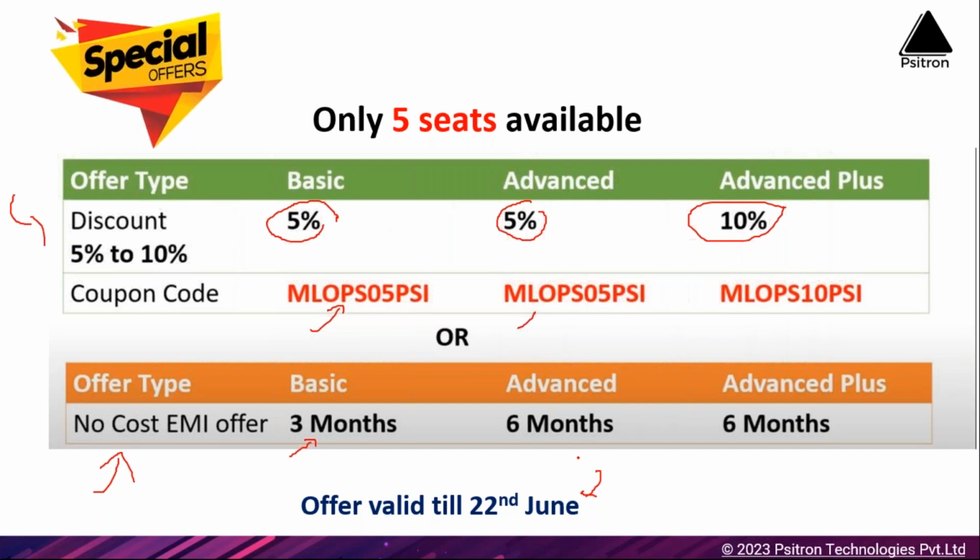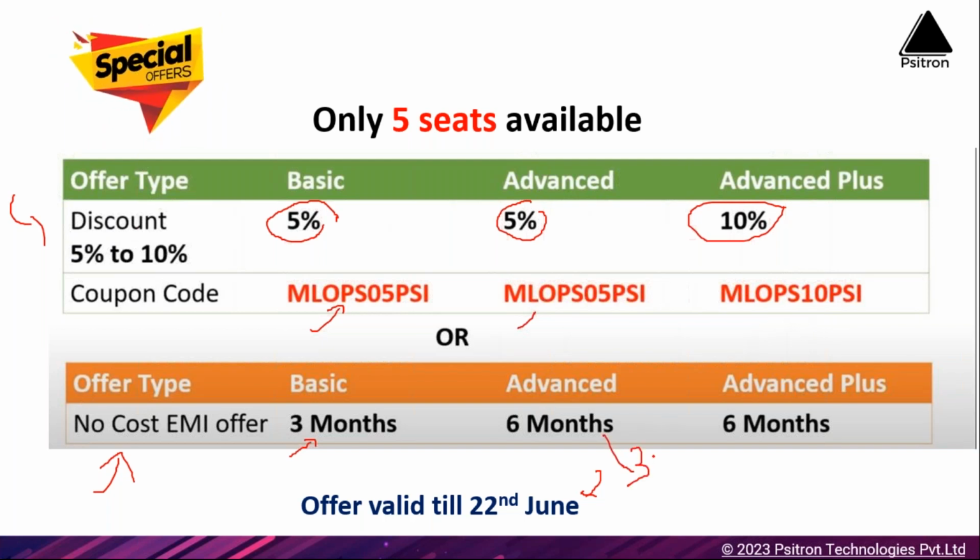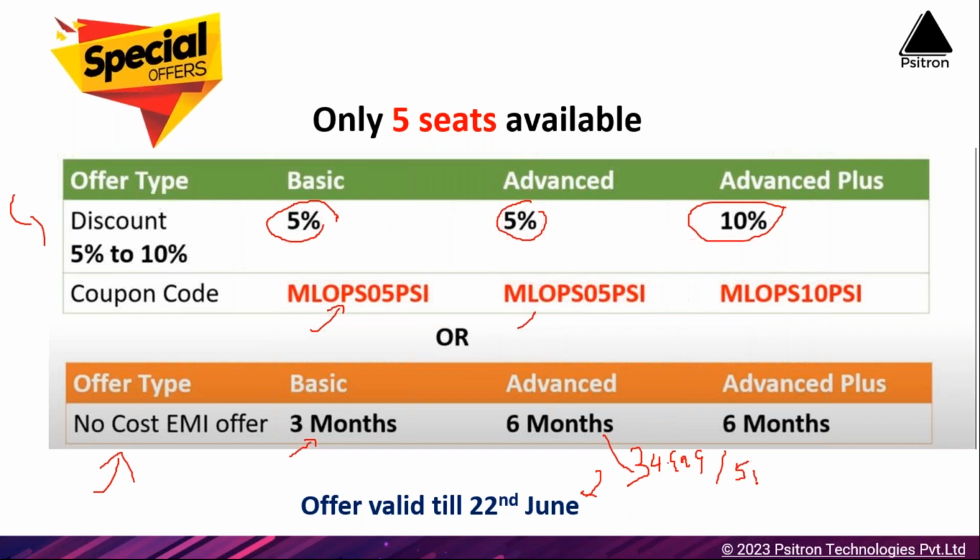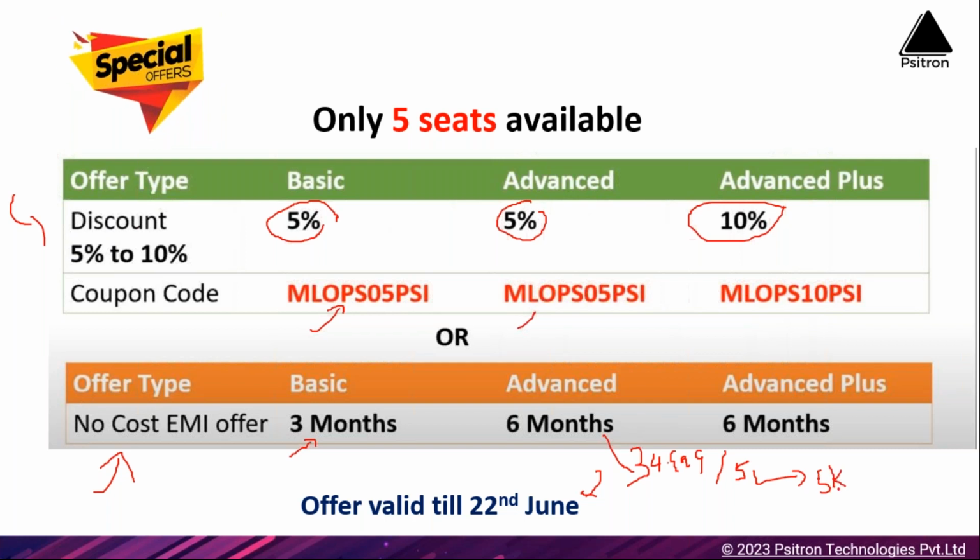So what is this no cost EMI offer? You understand what an EMI offer is. Let's say you're registering for our basic plan, which costs 32,999. If you go for an EMI offer, you'll normally be paying additional interest. As part of the no cost EMI offer that we are offering, you don't pay any additional interest. Let's say you're purchasing an advanced plan, which might cost 34,999. You'll be paying exactly 34,999 with no interest. 34,999 divided by 5, so you'll be paying an average of 5K per month with no interest. That's the no cost EMI offer that we'll also be providing till 22nd of June. So don't miss this offer.